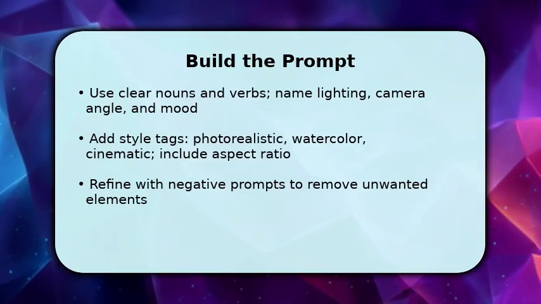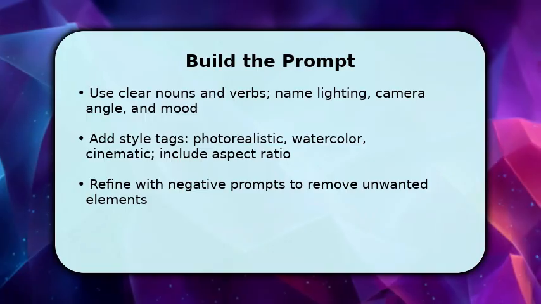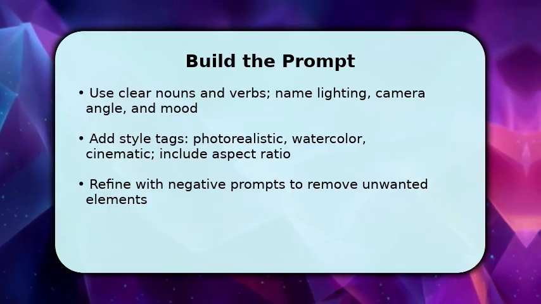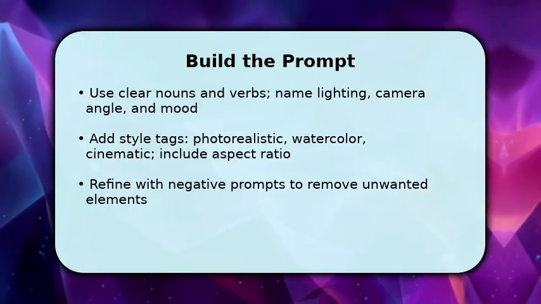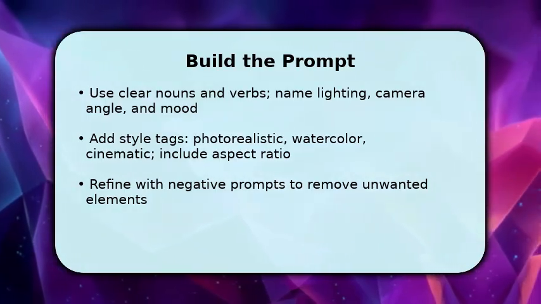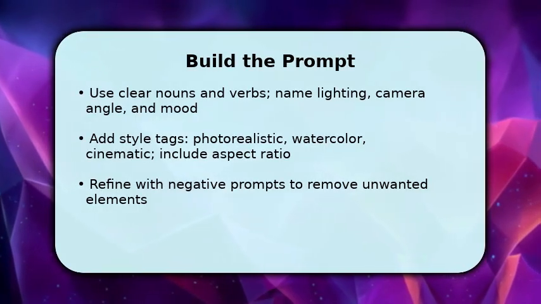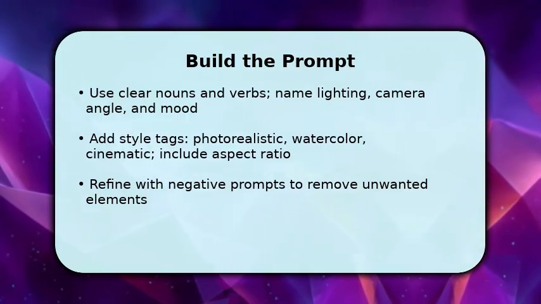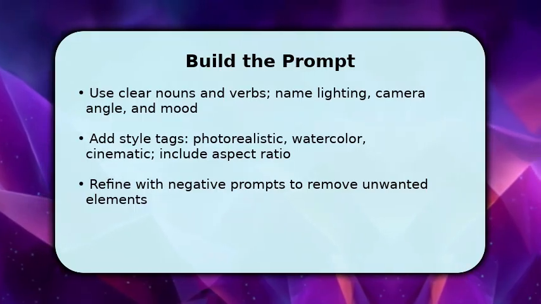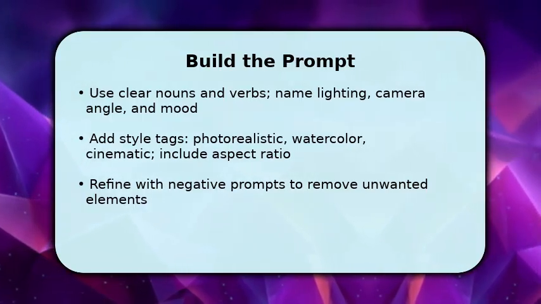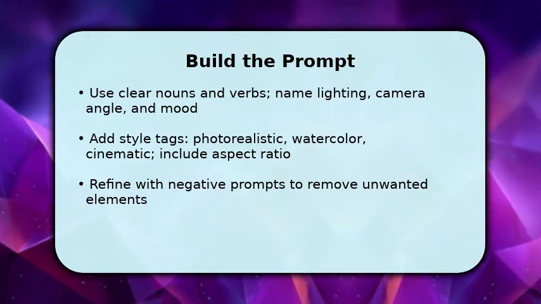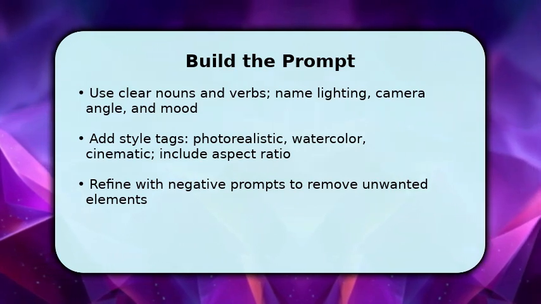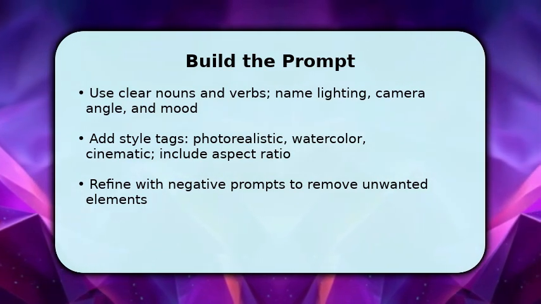Now you construct the detailed prompt. Start with the main subject and add specific modifiers like lighting, camera angle, and mood so the model knows how to render shapes and atmosphere. Then append style tags, for example photorealistic, cinematic, or watercolor, and include the chosen aspect ratio to control framing. Make sure to add negative instructions to exclude artifacts or unwanted items. Once you iterate a couple of times and compare outputs, you'll understand which words steer results and which produce noise.